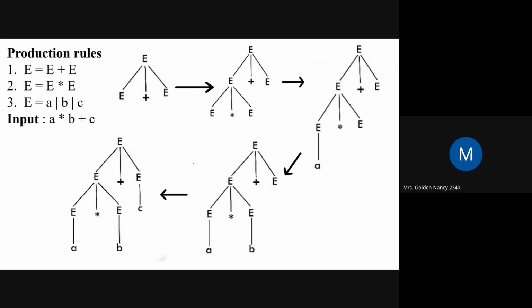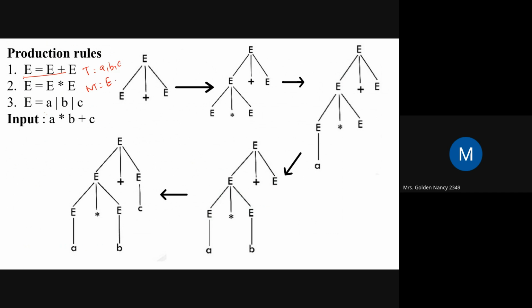Fine, so here is your example. The same kind of example I have taken. There are 3 productions: E gives E plus E, E gives E star E, E gives A or B or C. Now the terminals are A, B, C, and the non-terminal is only E.